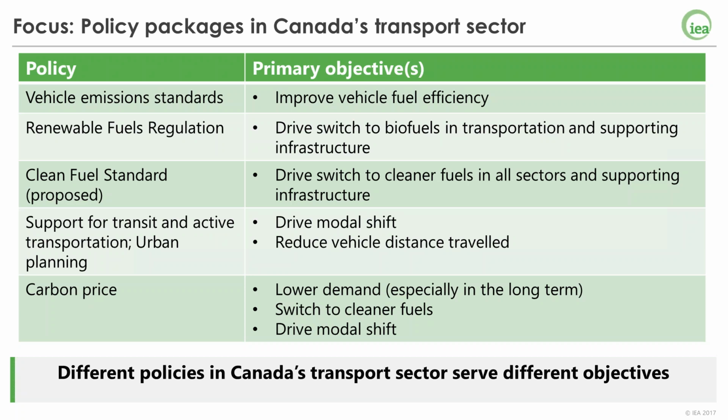So notably, the Clean Fuel Standard and the Renewable Fuel Standard aim primarily to drive cleaner fuel supply without creating significant incentives to reduce fuel use or to use alternative modes of transport. This reinforces the role of measures such as vehicle emission standards, public transit support, and urban and land use planning. And then lastly, we have a carbon price, which is intended to drive changes across the sector, including lowering demand, which it does more effectively in the long term than in the short, fuel switching, and also modal shift. So really, the main takeaway from this slide is that there are a number of policies. They do cover, in some sense, the same emissions, but they each serve different functions.